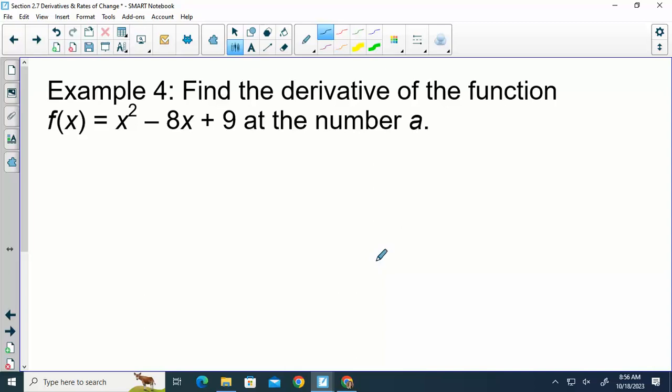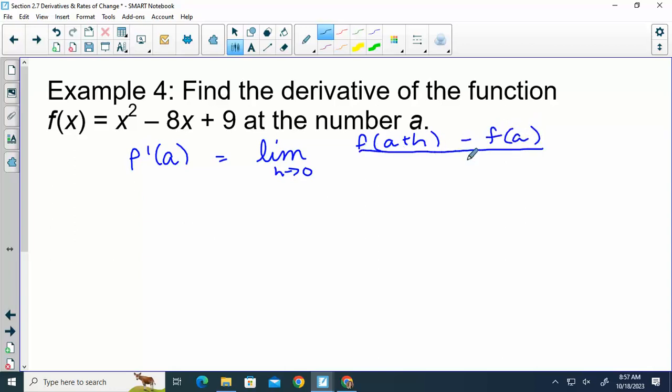All right, so if I want to find the derivative of this function at the number a, we could use either of those notations. I didn't give you an actual number, so that means a is just going to remain a. So the definition of a derivative at a particular point is the limit as h approaches 0, f of a plus h minus f of a all over h. That's our definition that we had on the last slide.